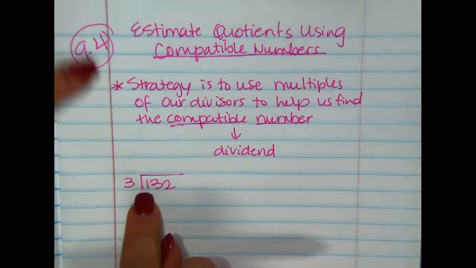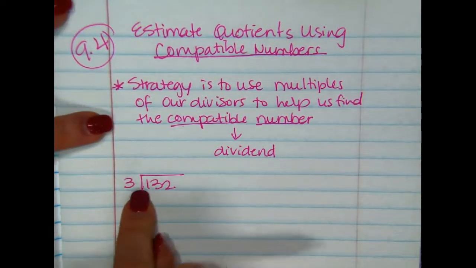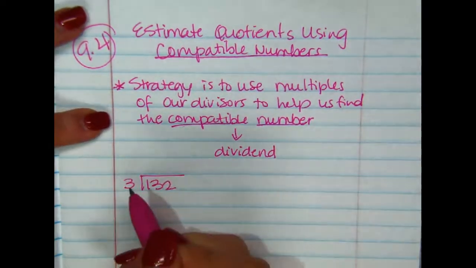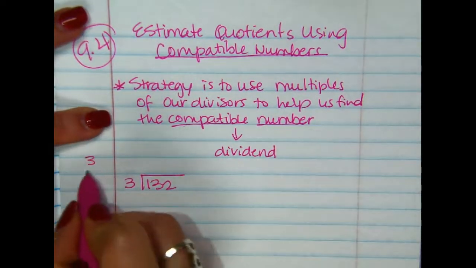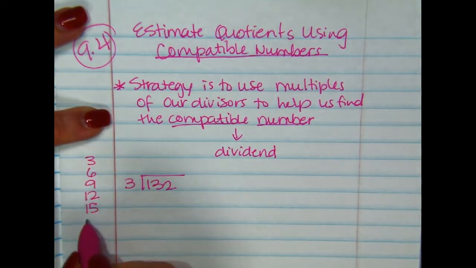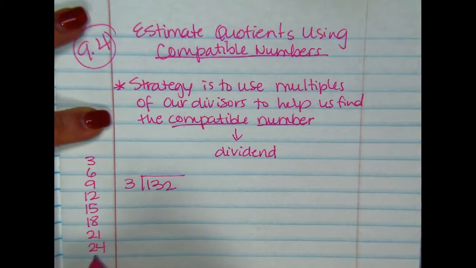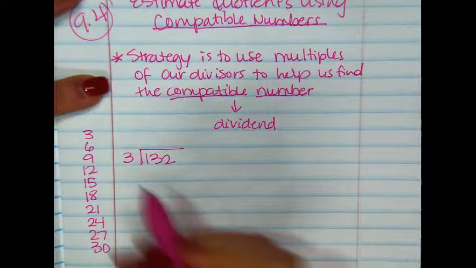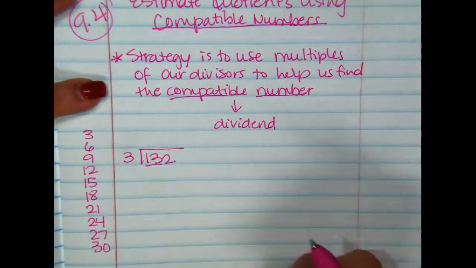So what is the first thing we do when we have a division problem? If we're dividing by 3, what can we do? We can write our 3s. So we're going to write our multiples of 3s. Let's go ahead and do that. We have 3, 6, 9, 12, 15, 18, 21, 24, 27, and 30. That's just a habit we need to get into. We're writing our multiples.